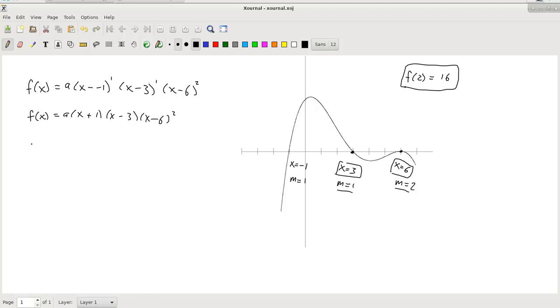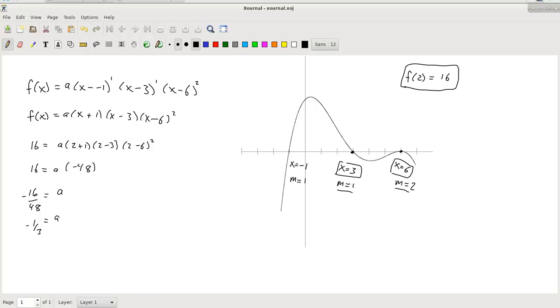So we're going to plug 16 in on the left-hand side of the equation. This is a times, and we're going to replace all these x's with 2. So this is 2 plus 1, 2 minus 3, 2 minus 6 squared. And if we crunch all this out, we get a times -48. So we want to solve the equation, so we'll divide both sides by -48. So we get a equals -16/48, which can reduce to -1/3.